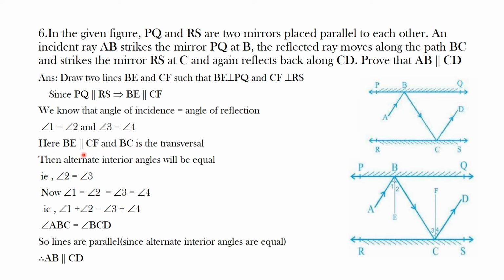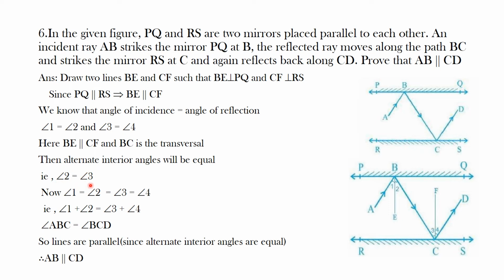Here, BE and CF are parallel lines and BC is the transversal. BC is considered as the transversal. Therefore, we can say angle 2 and angle 3 are alternate interior angles and they are equal.